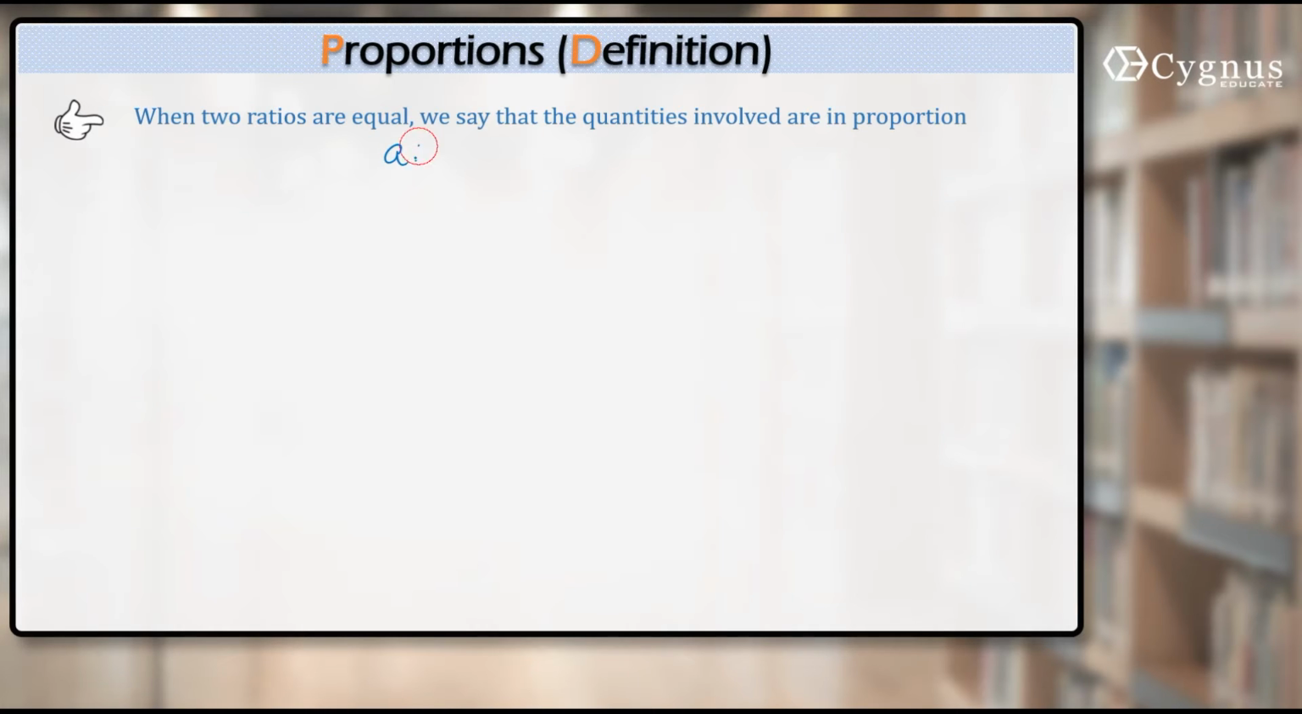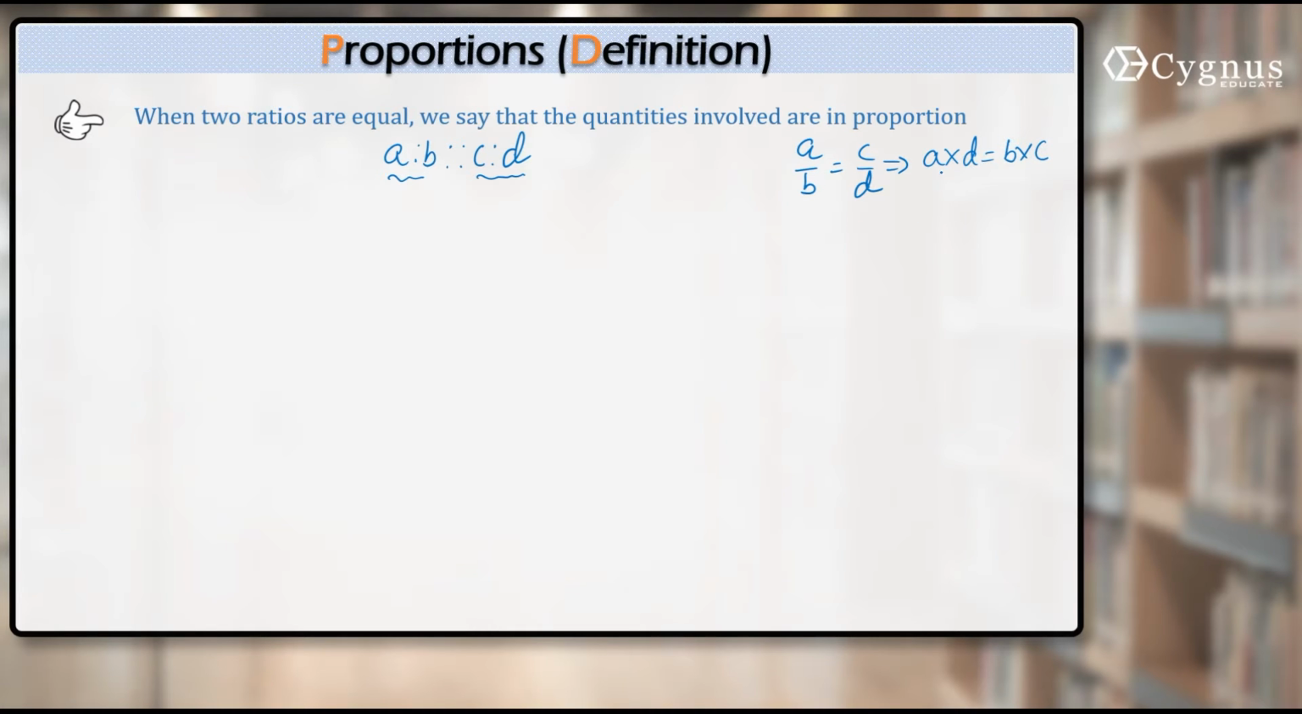Like A is to B is the same as C is to D. So this is one of the ratios, and this is the other one. When you equate them mathematically, how do we write them? A by B must be equal to what? C by D. Yes or no? And when you cross multiply them, the end result gives you A into D is equal to B into C.